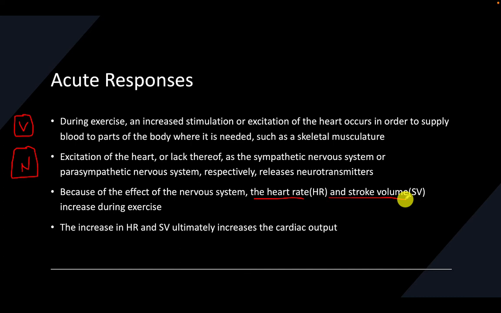or how hard the heart is going to work. So these acute responses are going to change the heart rate and the stroke volume, and ultimately that is going to change the cardiac output. And these are the major adaptations that happen when we start to do this aerobic exercise. Not only do we have changes to the vascular system, we have changes to the nervous system. We have more sensitivity of these neurotransmitters to the heart, and we have changes in heart rate and stroke volume.